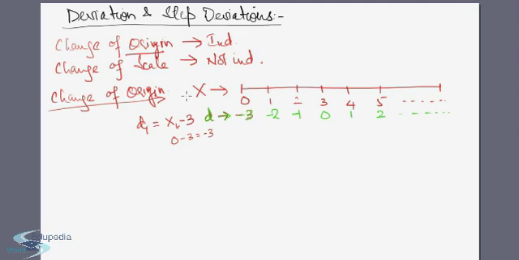Okay, now you see that x has its origin here, whereas for d the origin has shifted to this point. It has shifted from here by 3 units to this point. This is the origin. Okay, what has brought this transformation?